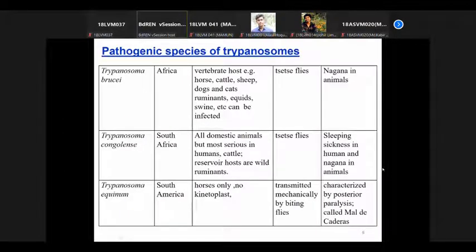Now let us see the pathogenic species of trypanosomes. Basically, there are a number of species of trypanosome, still emerging. Genetic diversity studies show there is much more variation in species, but we are going to learn the important pathogenic species of the trypanosomes, I mean the Trypanosoma genus.